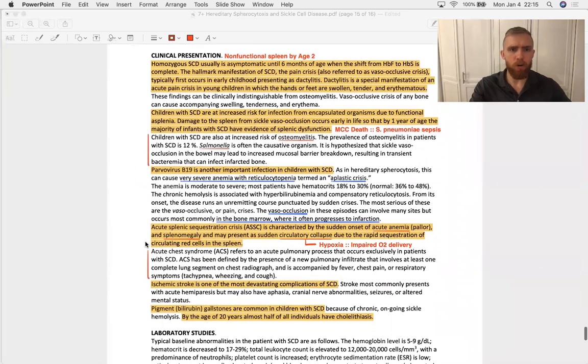Let's talk more about the clinical presentation of sickle cell disease. Asymptomatic until 6 months of age. That's the third time this has come up in this text. The hallmark manifestation of sickle cell disease, the pain crisis, the vaso-occlusive crisis, typically first occurs in early childhood, presenting as dactylitis, in which the hands and feet are swollen, tender, and erythematous.